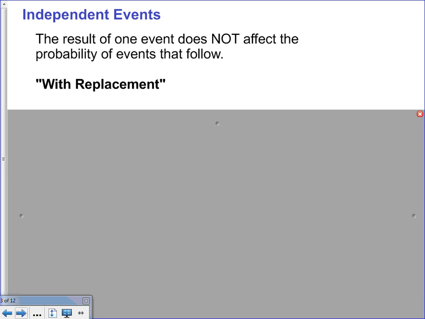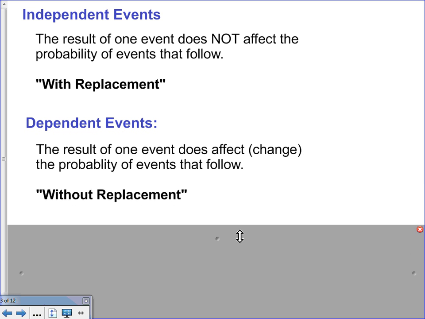Okay, which some people might argue is not fair if Kylie has the opportunity to win 2 pieces of candy, but it would make it independent events where I put her name back in the hat, so I still have 21 names to choose from. Okay, so the probabilities don't change. Dependent events, I think you could probably figure out, is just the opposite of that.